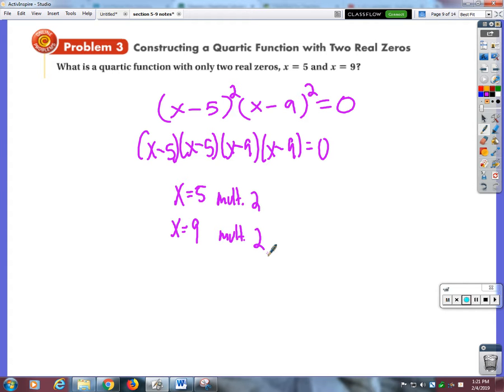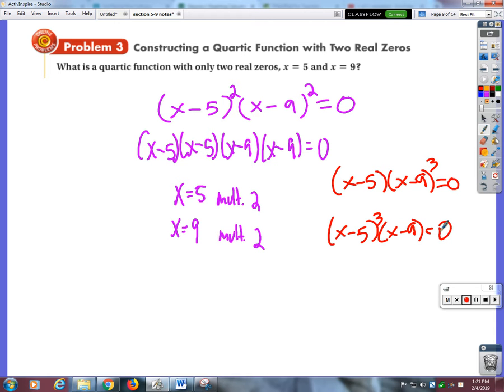Can anybody think of another answer that has 5 and 9 as the zeros and is going to be a quartic? Can anybody think of a way that we can change this to make that work? No? Okay. If you take this and make it just one of them cubed, then you would still end up with a quartic. Yeah, so you're on the right track. As long as the exponents add up to 4, then you're going to get a quartic equation.